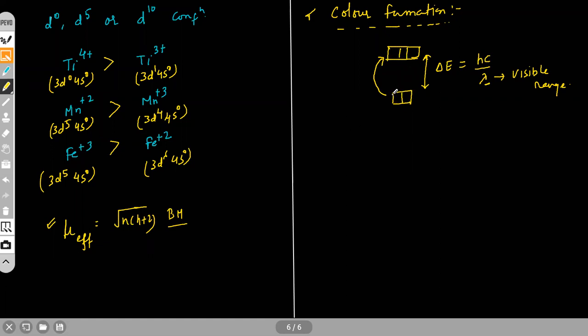So write down in this one line, the energy required for d-d transition falls in the visible range. Hence, for excitation, it absorbs radiation from visible region and shows complementary color. What is complementary color?